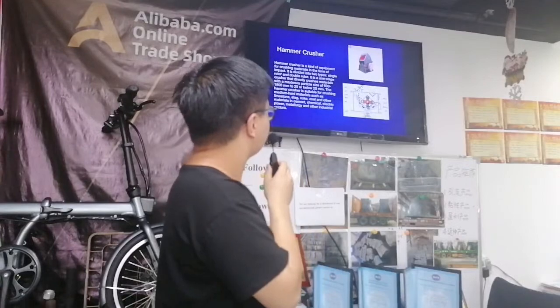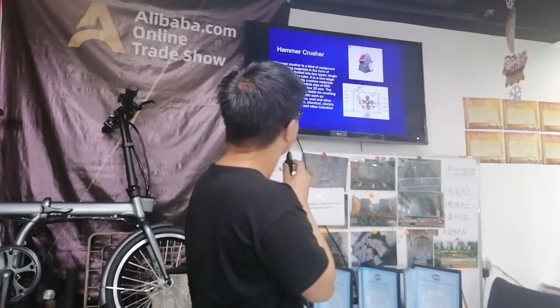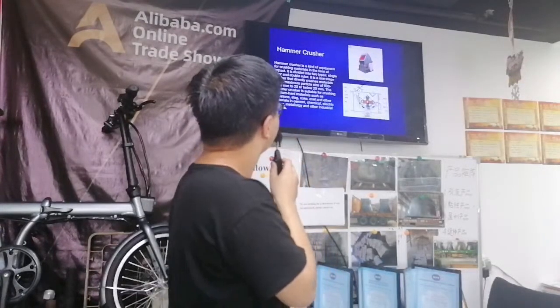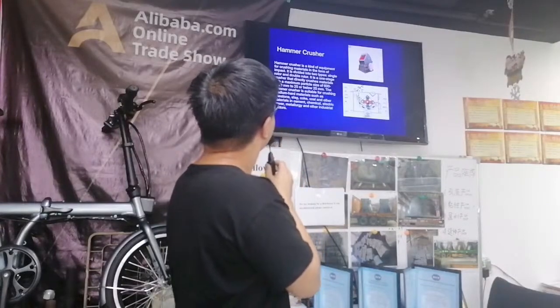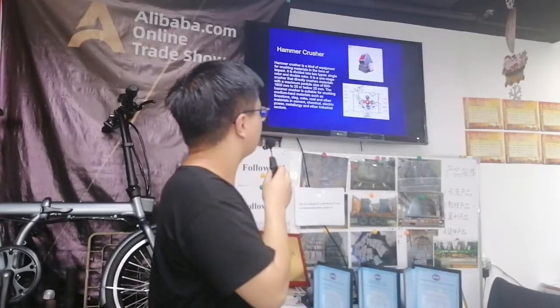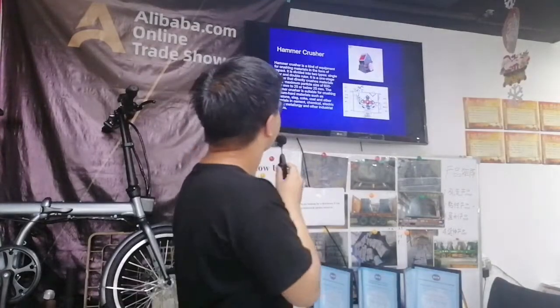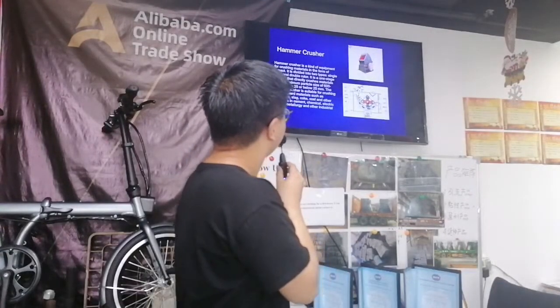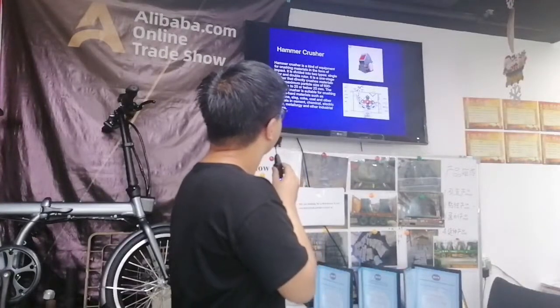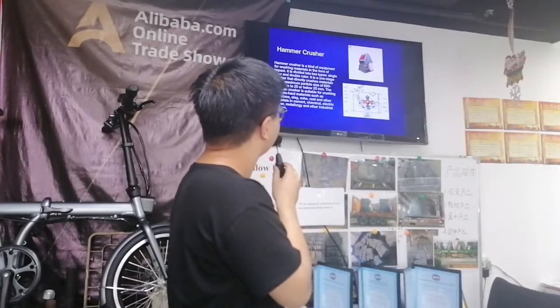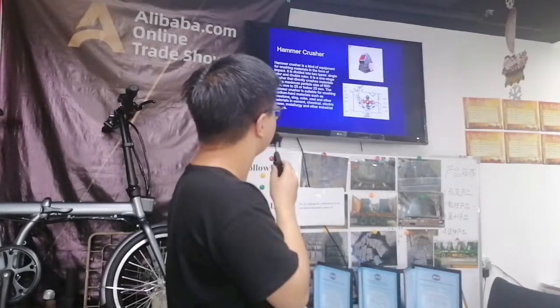The hammer crusher is suitable for crushing medium hardness materials such as limestone, slag, coke, coal, and other materials in the chemical, electrical power, metallurgy, and other industrial sectors.